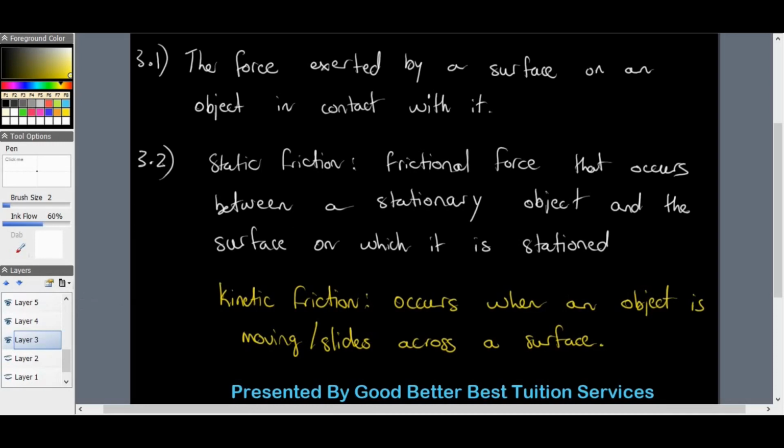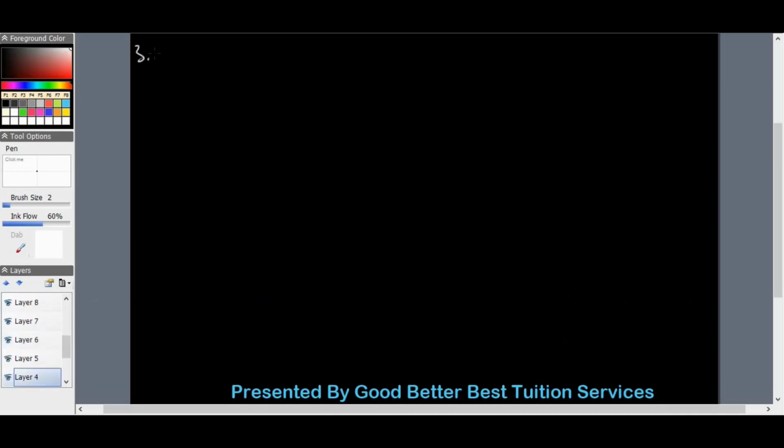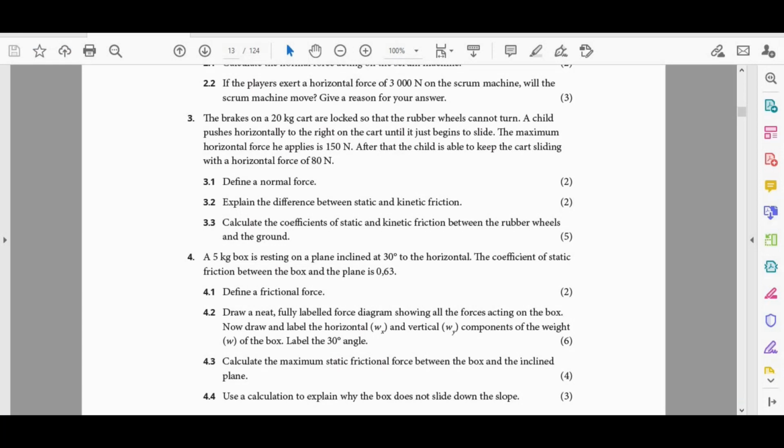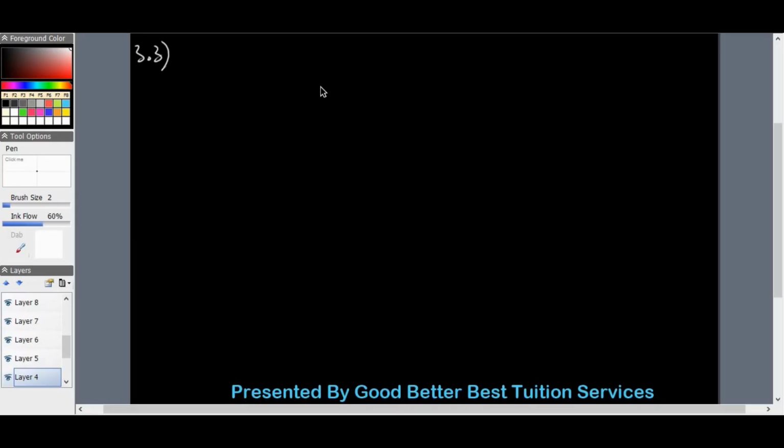Sorry, 3.3. All right, 3.3. So obviously we know that they ask us to calculate the coefficients of static and kinetic friction, because the trolley, or the cart, was first stationary, and then it was sliding. So you have to calculate both.